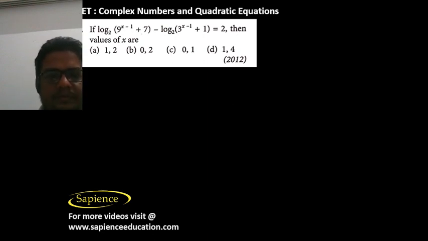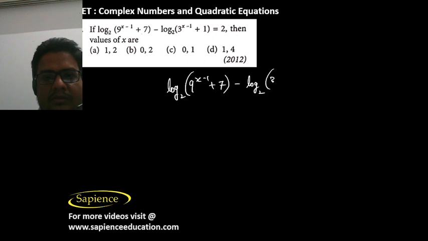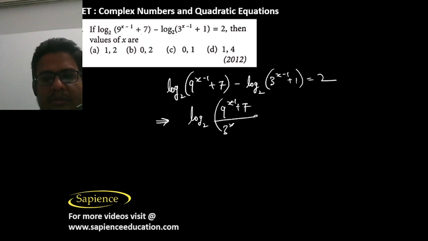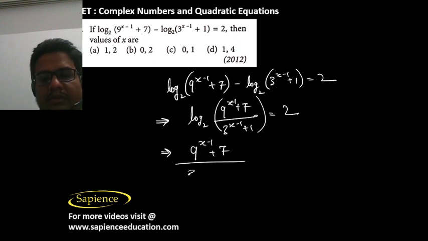Then it is told, if log base 2 of (9 power x minus 1 plus 7) minus log base 2 of (3 power x minus 1 plus 1) is equal to 2, then the values of x are. So here we can write it as log base 2 of (9 power x minus 1 plus 7) divided by (3 power x minus 1 plus 1) equal to 2. Therefore, I can say (9 power x minus 1 plus 7) divided by (3 power x minus 1 plus 1) is equal to 2 power 2.